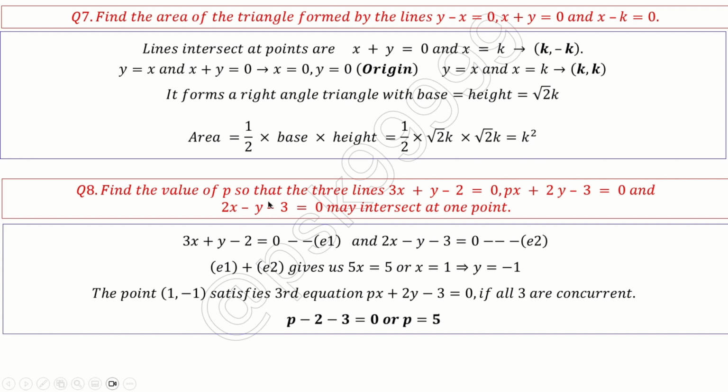Find the value of p so that three lines may intersect at one point, meaning they are concurrent. Okay, so the condition for concurrency is you can take the matrix determinant and equate it to 0. That is one way. Otherwise, solve two of the equations and you get a point. Okay, so I am solving E1 and E2. I get the point x equal to 1, y equal to -1. This is the point of intersection of these two lines. If three lines are concurrent, the third line also should go through this one. So you substitute (1, -1) in the third equation and you get the value of p. Okay, so p is equal to 5.